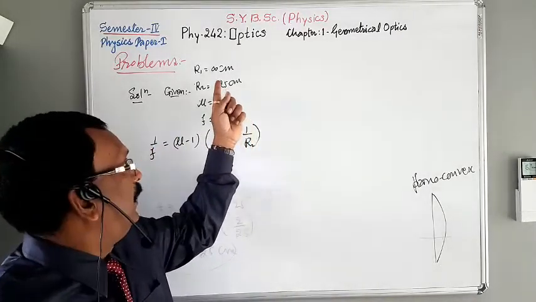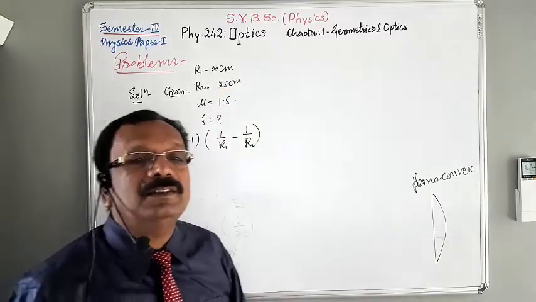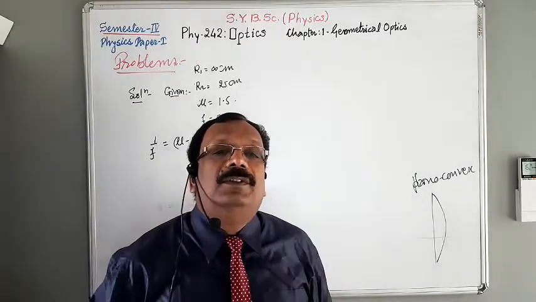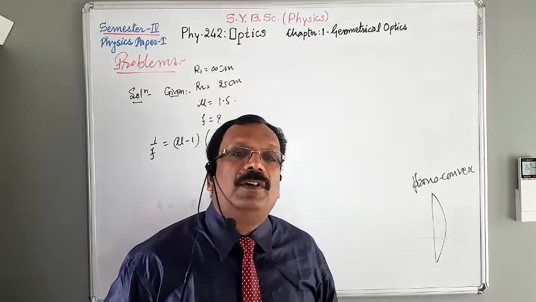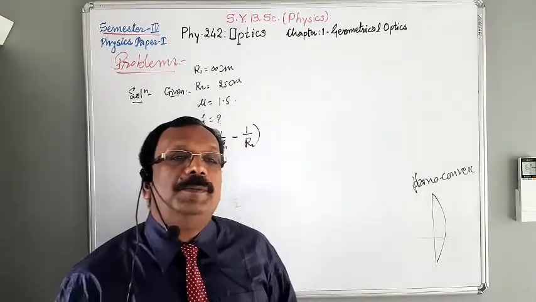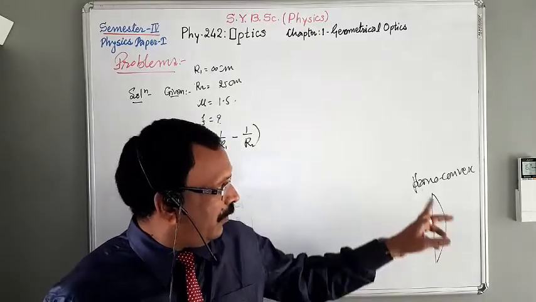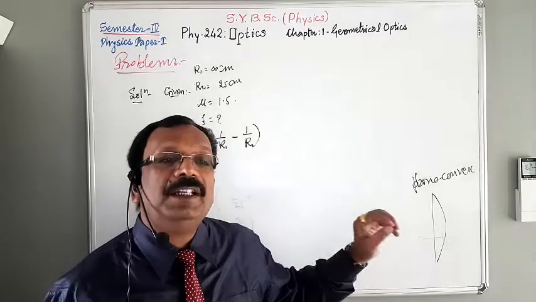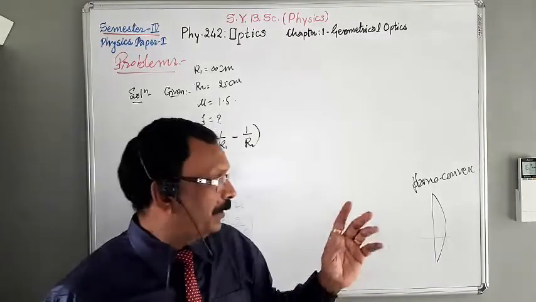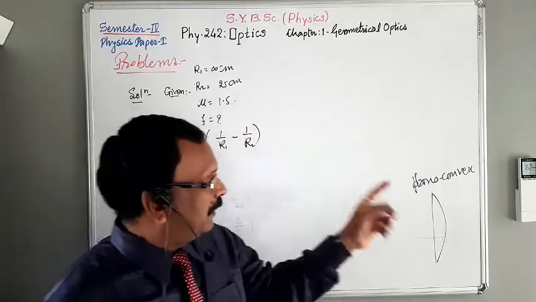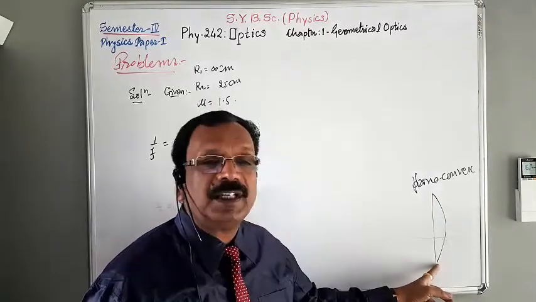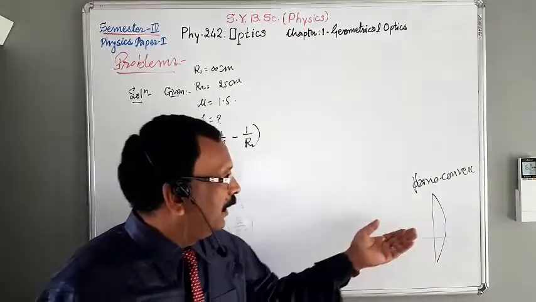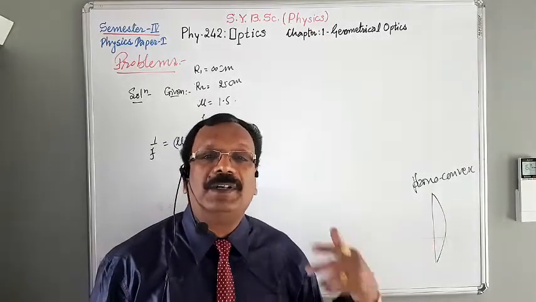R1 is equal to infinity, R2 is equal to 25 centimeter, and the refractive index of the material of the lens is 1.5. I am again going to read the problem, the problem is very simple. Calculate the focal length of a plano convex lens for which the radius of curvature is 25 centimeter. That means the radius of curvature of this curved surface is 25, and the plane surface has infinite radius. And the refractive index of the material is 1.5.